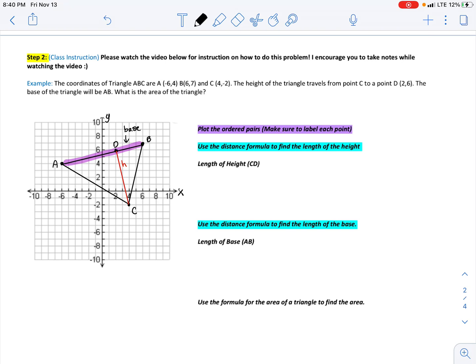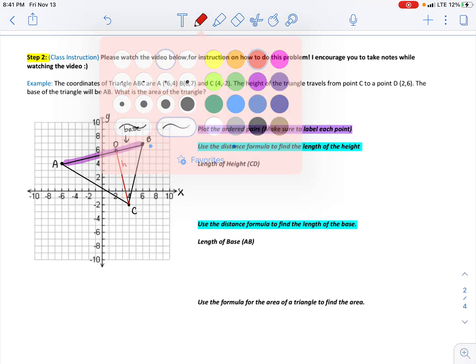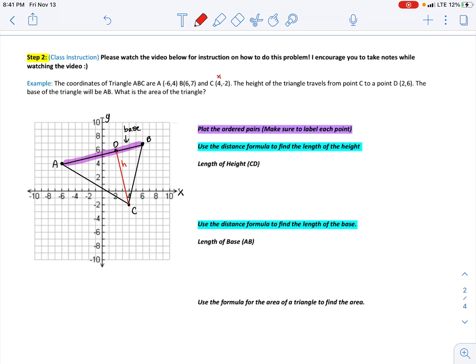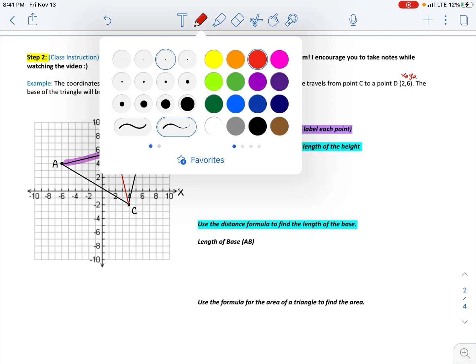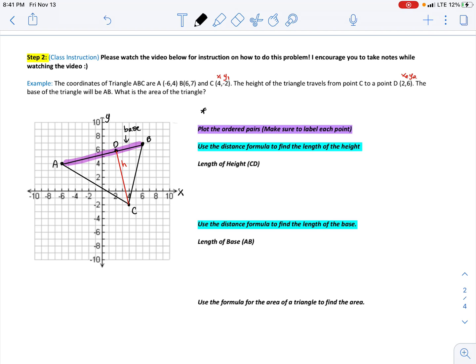So now what I want to do to find the length of the height is just label my coordinates C and D with x1, y1, x2, y2. And then plug into the distance formula. So d is equal to the square root of x2 minus x1 squared plus y2 minus y1 squared.